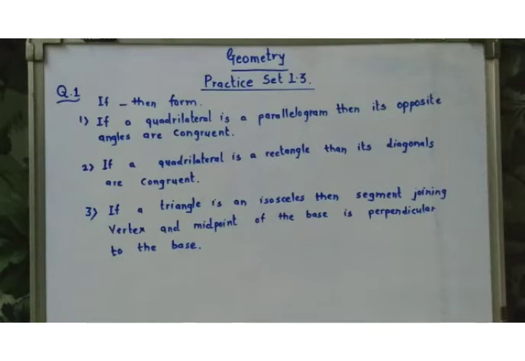In an isosceles triangle, the segment joining the vertex and the midpoint of the base is perpendicular to the base. So if a triangle is isosceles, then the segment joining the vertex and the midpoint of the base is perpendicular to the base, and the rest of the sentence will remain as it is. So please students, I request you to practice it again and again, read it again and again, and try to get the question correctly. Okay, so please go through it.